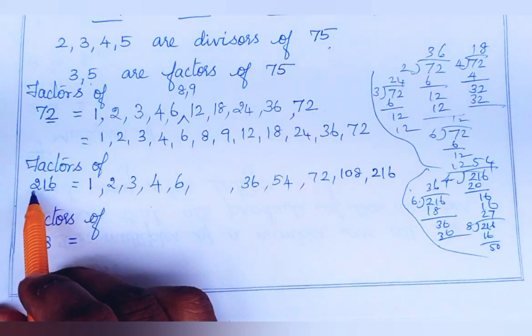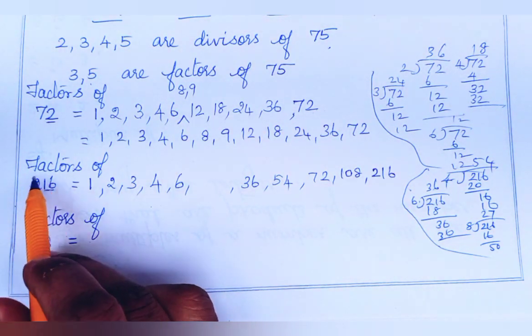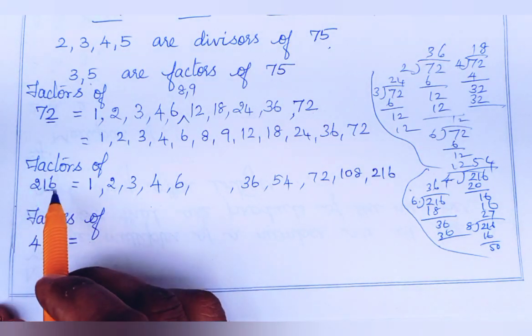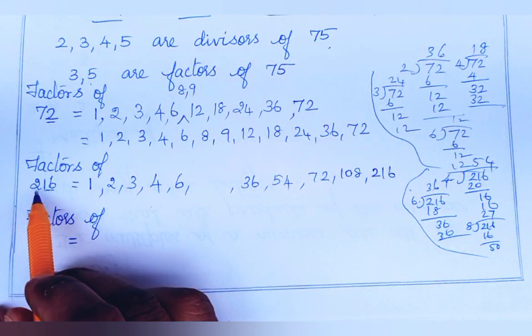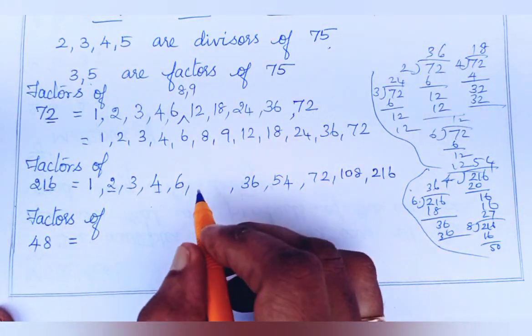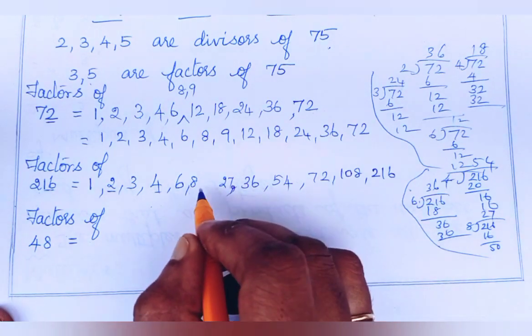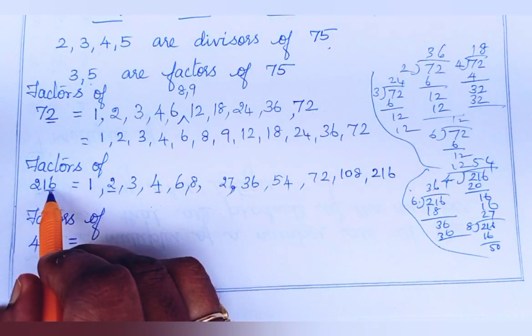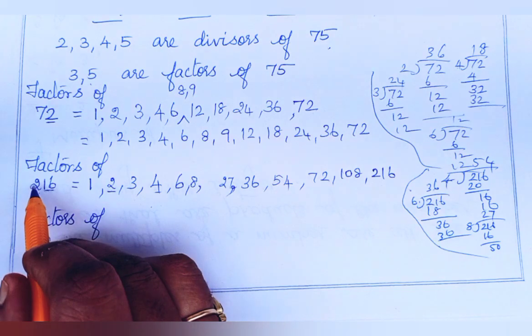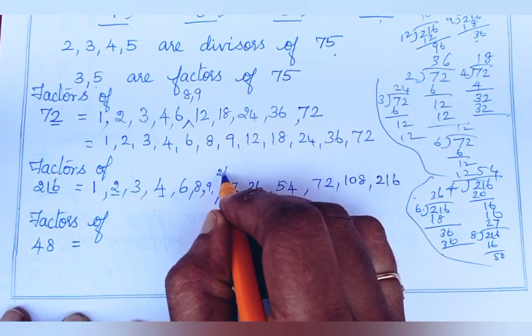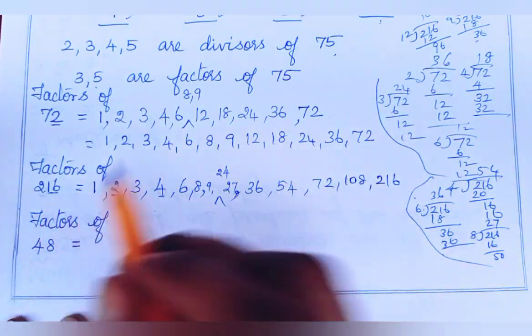This number is not divisible by 7, since we checked the divisibility rule of 7. Then we check the divisibility rule for 8. Definitely it will be divisible by 8. So 8 times 27 is 216. Then moving to the next number 9, adding the digits we got 9, so it will be definitely divisible by 9. So 9 times 24 is 216.